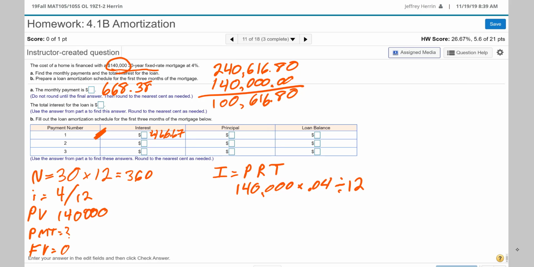So of my first payment, $466.67 of that is interest. To find the principal, I'll take the $668.38, the total payment, subtract the interest, and I get $201.71. Again, I get that by taking the monthly payment of $668.38 and subtracting the interest. So what's my loan balance? To get that, I'll take the $140,000 that was my balance to begin with, take off the principal, $201.71, and that gives me a loan balance of $139,798.29.